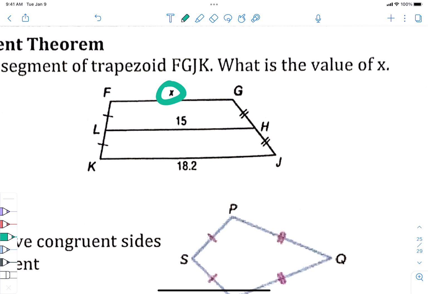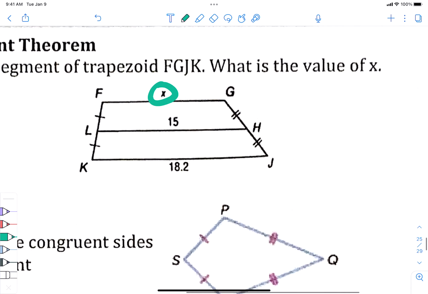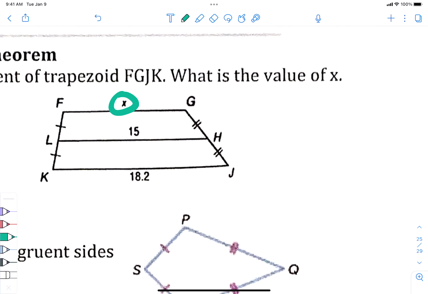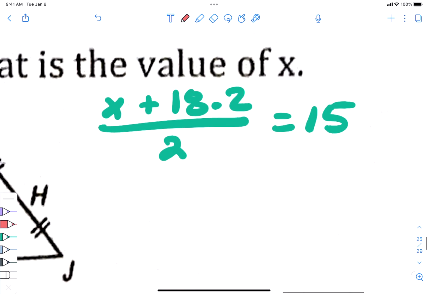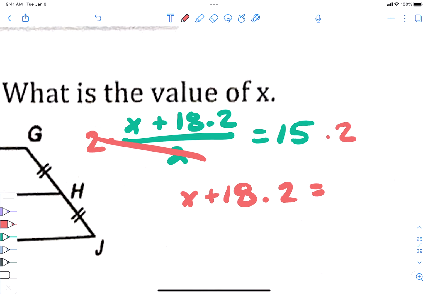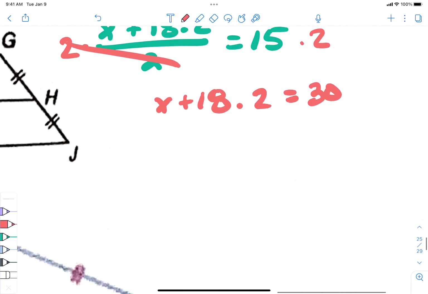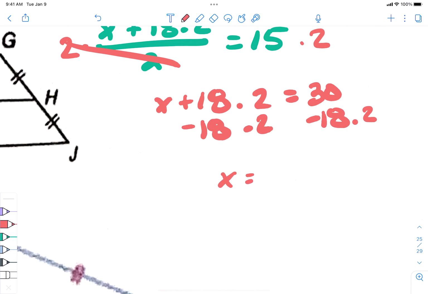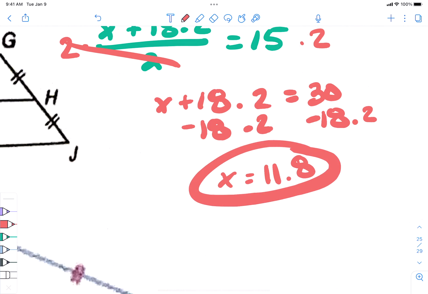Okay, I'm going to show you how to do this the long way, and then I'm going to show you how the shortcut works. If we were setting this up, we would take the top, which is x, plus the bottom, which is 18.2, and we would divide by 2, and we would get 15, right? Okay, and then we just unwind it. So to get to that x, let's multiply the 2 over: times 2, times 2, x plus 18.2 equals 30. And then let's subtract 18.2. 30 minus 18.2 is 11.8. That's what that top side is.